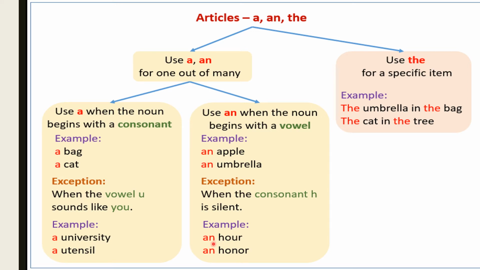And see this side, in front of hour and honor, which are starting with H, which is not a vowel, I am using an because here H is silent and the sound of O is coming, which is a vowel sound. That's why I'm using an here. So students, you have to use an in front of those words whose starting letter gives a vowel sound.